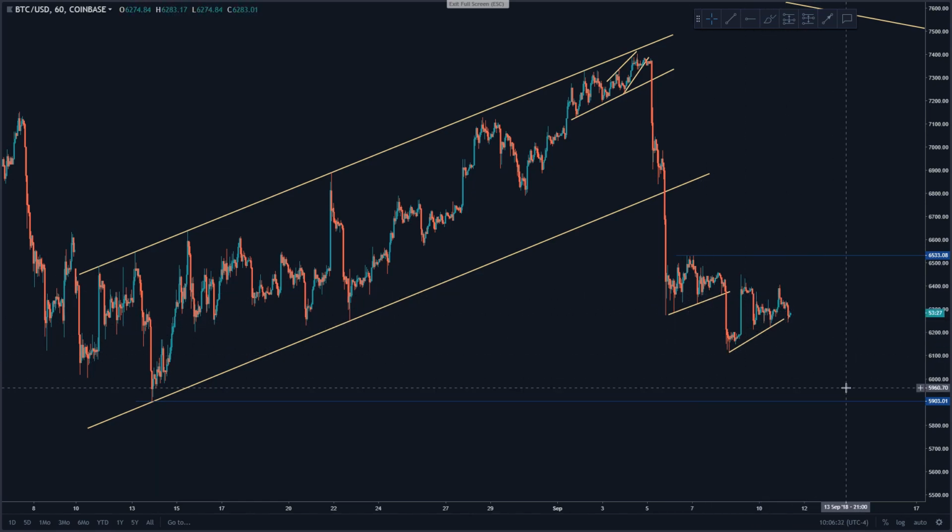So I hope that gives you an idea of what to look for here on the chart, so you can capitalize on the moves that Bitcoin does give us.